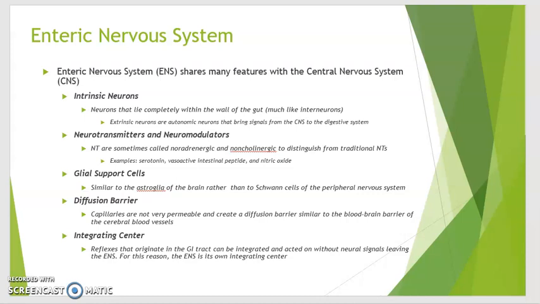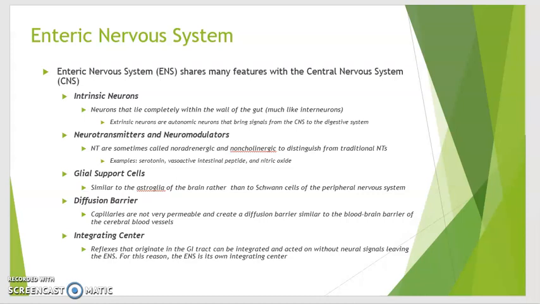So the enteric nervous system, or intrinsic nervous system, is one of the main divisions of the autonomic nervous system, the ANS, and it consists of a mesh-like system of neurons that govern the function of the gastrointestinal tract. And so in this slide, what you'll see is a breakdown of how the enteric nervous system shares features and commonalities with the central nervous system.